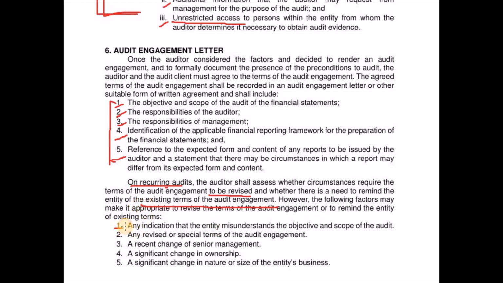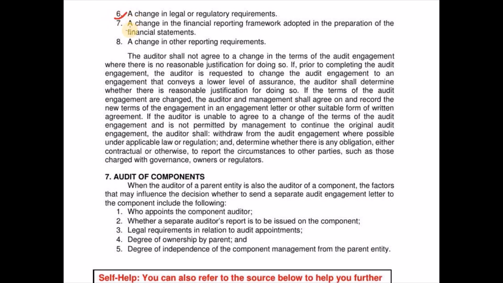So first, any indication that the entity misunderstands the objective and scope of the audit. Second, any revised or special terms of the audit engagement. Third, if there is a recent change of senior management. Fourth, there is a significant change in ownership. Fifth, a significant change in nature or size of the entity's business. Sixth, a change in legal or regulatory requirements. Then, ang pang-7, there is a change in the financial reporting framework adopted in the preparation of the financial statements. And there is a change in other reporting requirements.